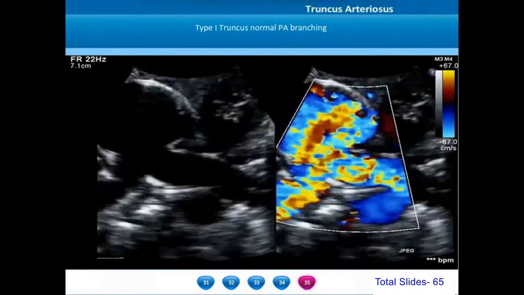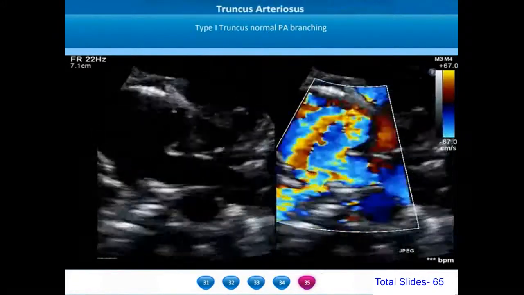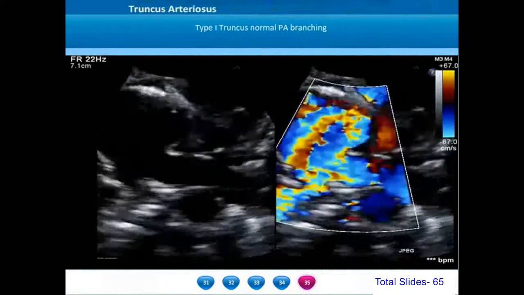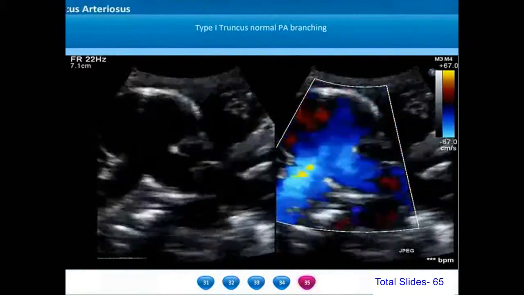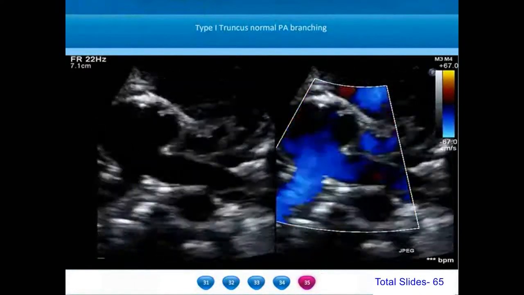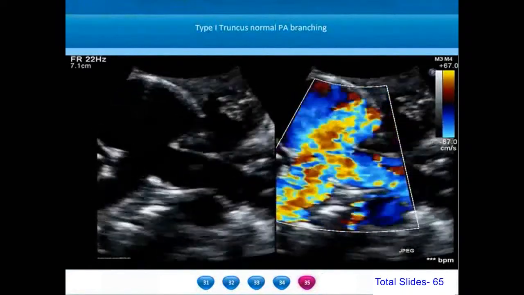The main pulmonary artery, which arises from either the posterior or leftward wall of the trunk, will bifurcate into the right and left pulmonary artery usually. This is a normal pulmonary artery branching pattern.